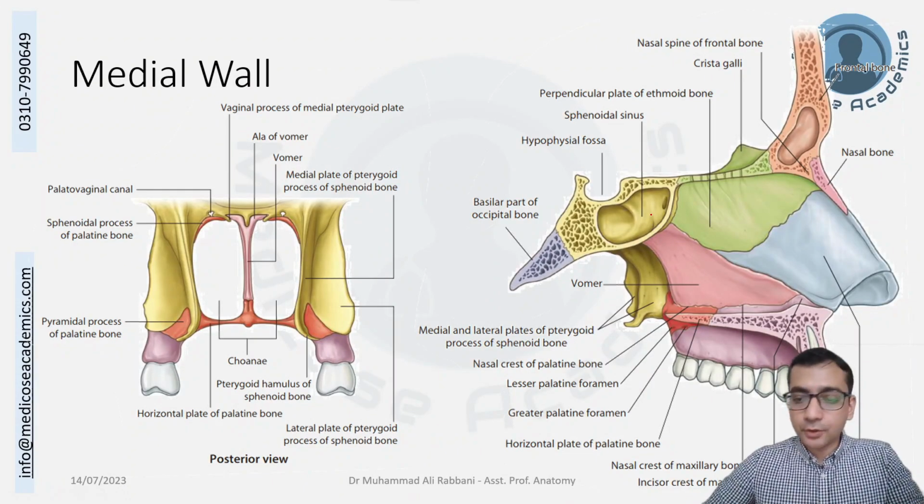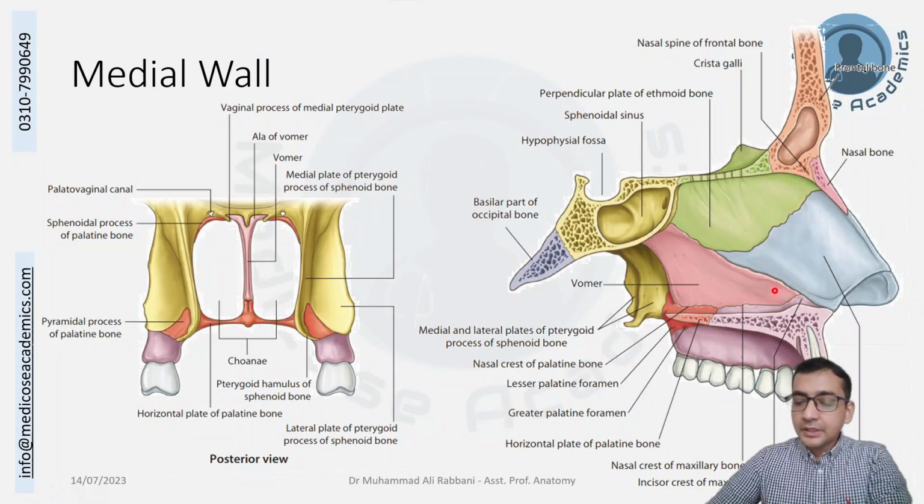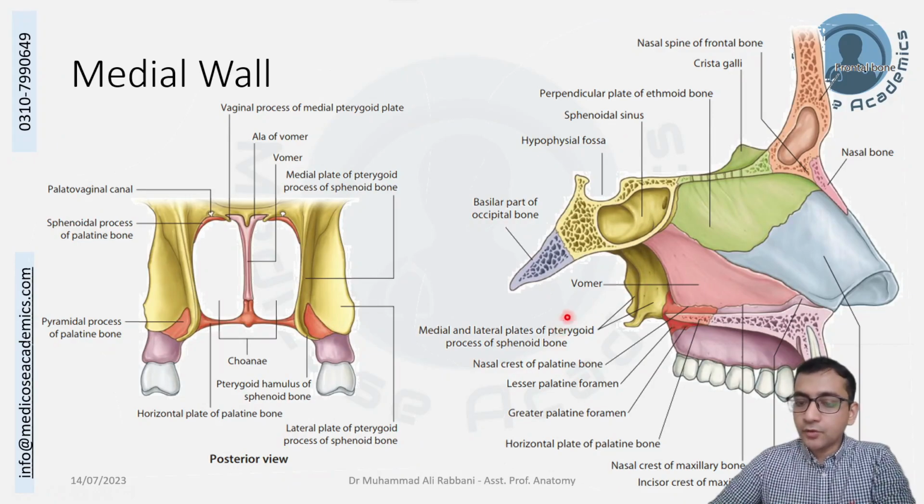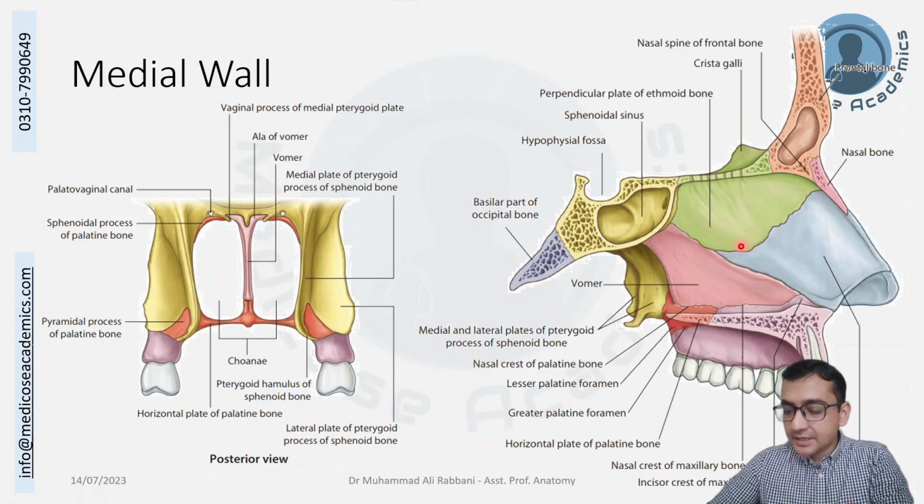Let's look at the medial wall. The medial wall is quite simple. On the upper aspect, it consists of the perpendicular plate of the ethmoid bone. On the lower aspect, it is made up of vomer. Vomer is more prominent posteriorly. When you are looking from the back, you only see vomer. And on the front, between the two, like a triangle, a wedge-like septal cartilage is present between them.